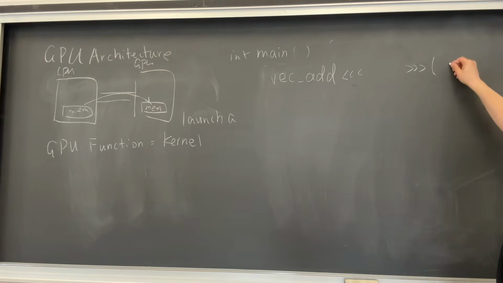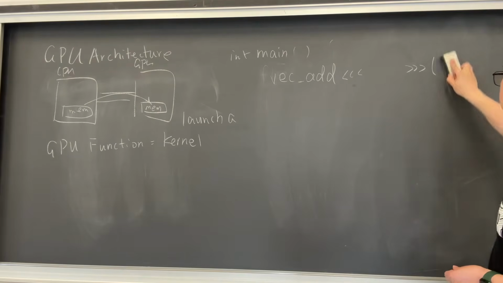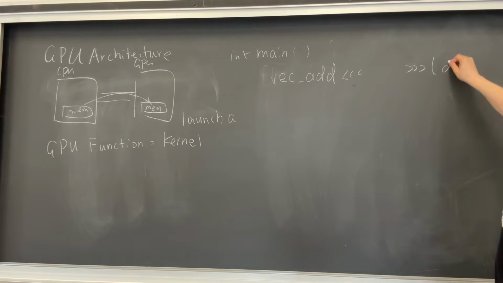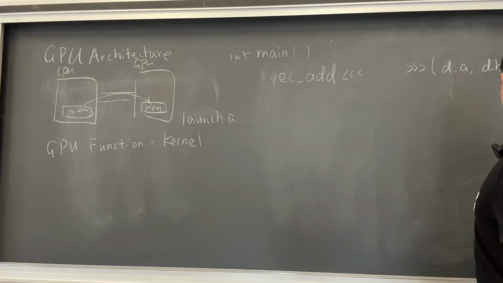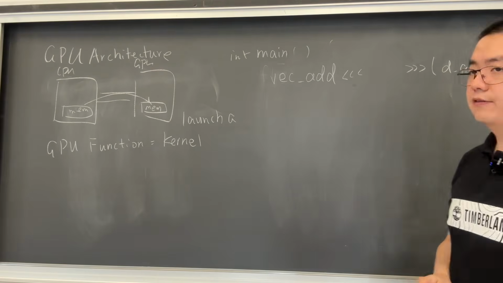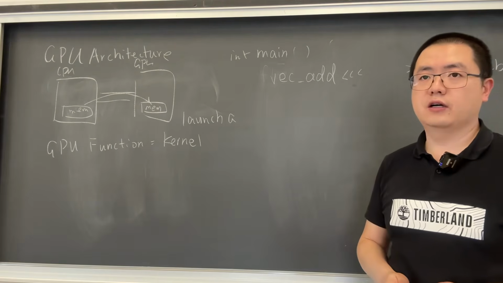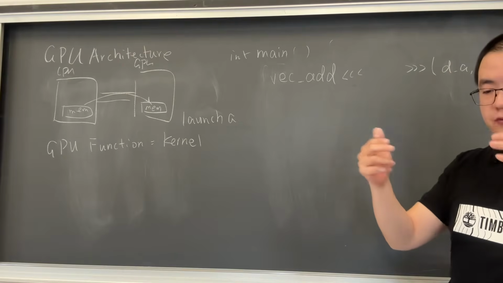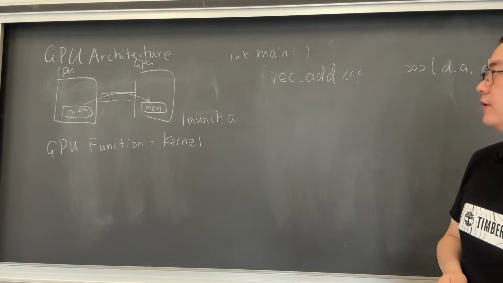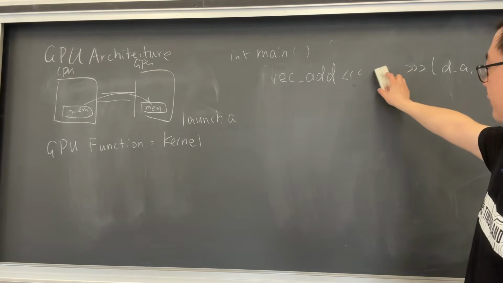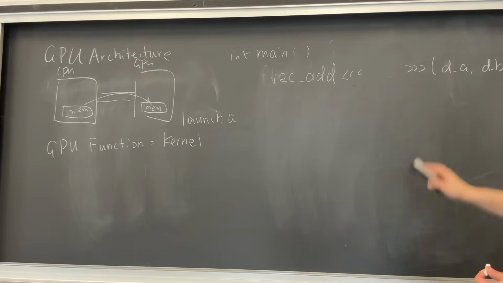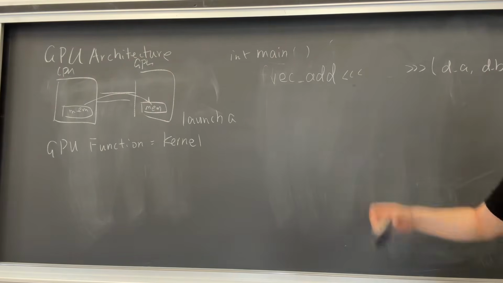Now after that, we provide the arguments. So what's the argument? It's not A, it's DA, DB, DC. Okay, then what else? And the size. How many elements we need to do the add operation on and store in the destination. And this is a vector add. So before we talk about the parameters here, let's see how this GPU function is written.